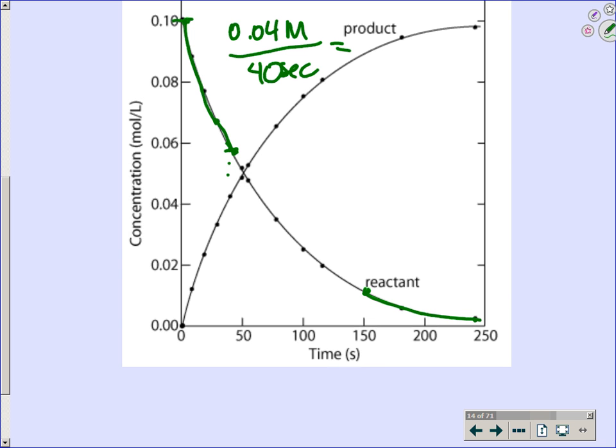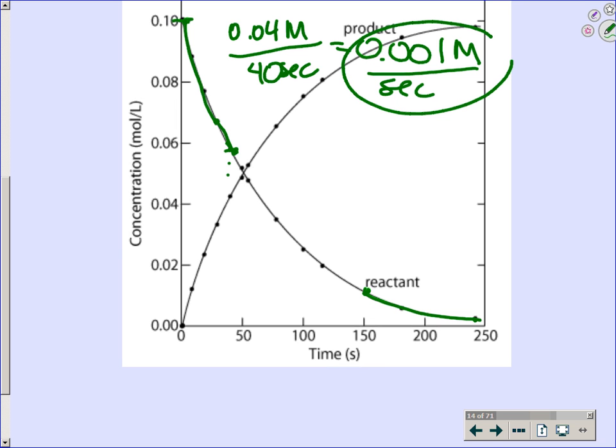Somebody have a calculator if you can't do it in your head. So give me the quantity. What's the number? What's 0.04 divided by 40? There's a brain and a calculator, so make a choice. 0.001 what? Molar per second. Okay, so this is the initial rate of decrease of the reactants, and obviously that's going to be the same for the products. So we're just looking at this in a 1-to-1 ratio.